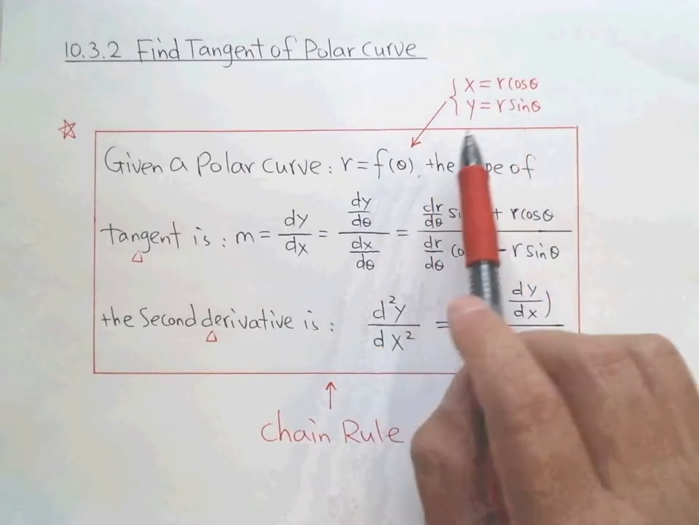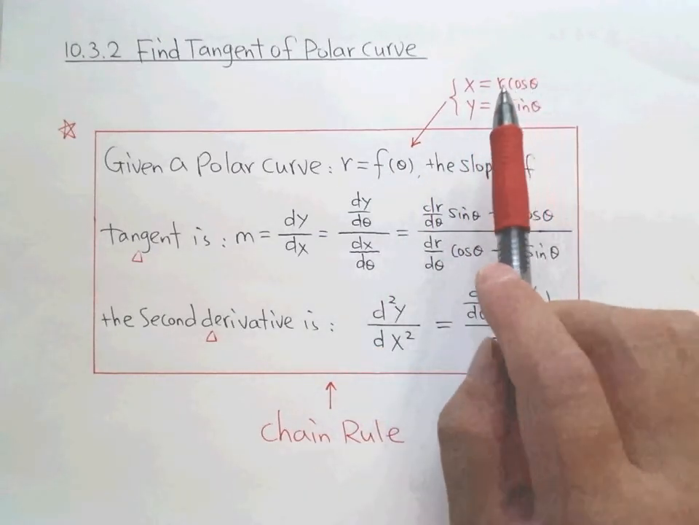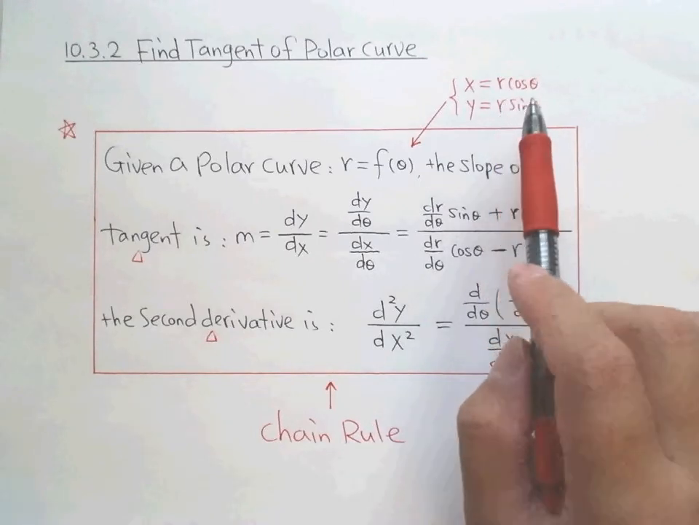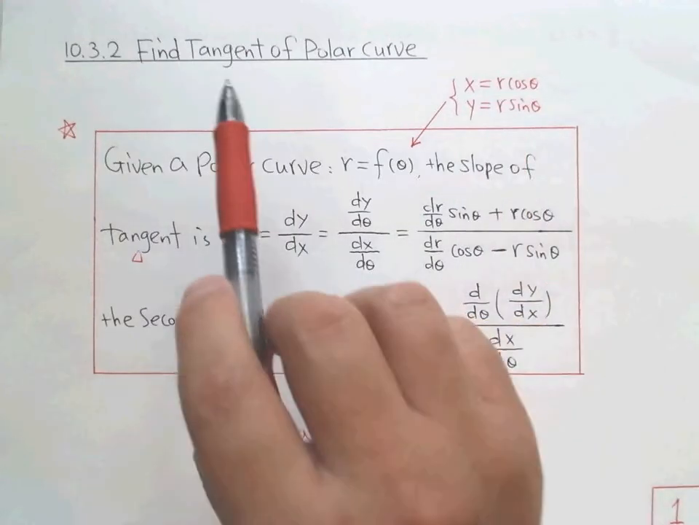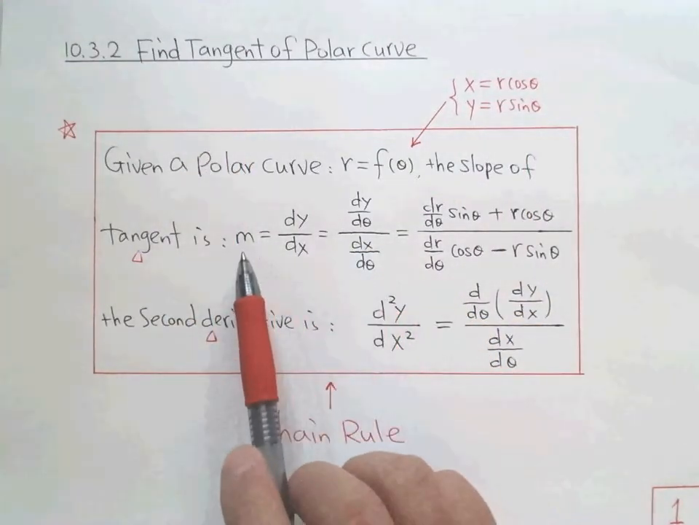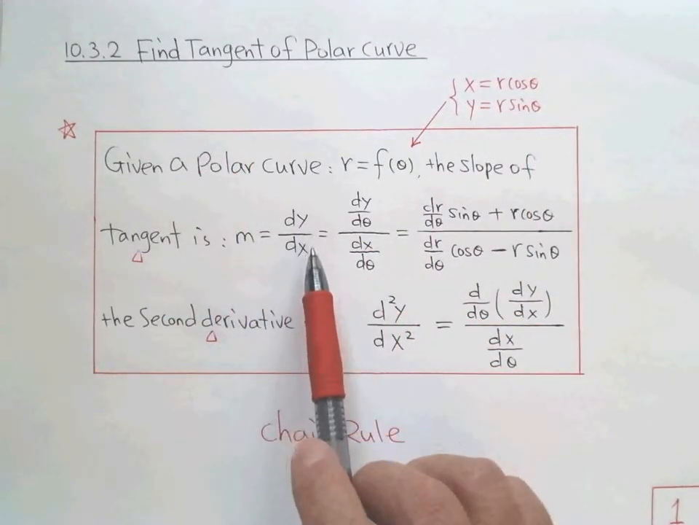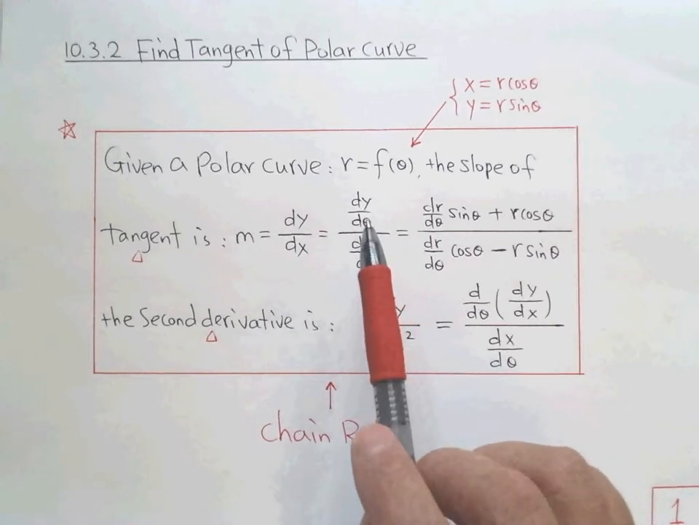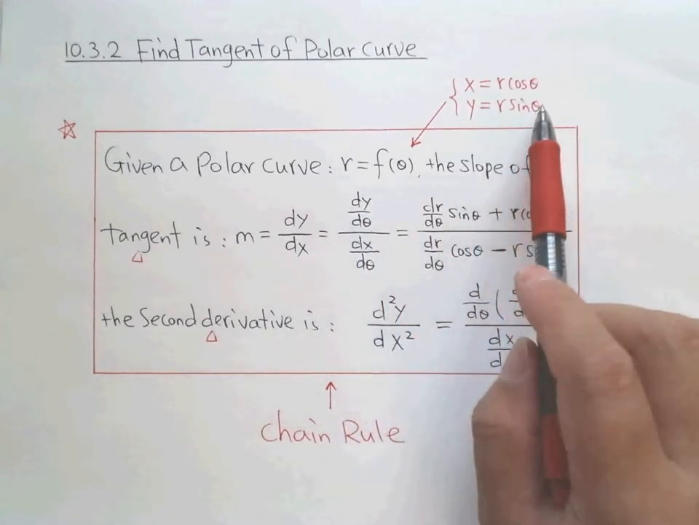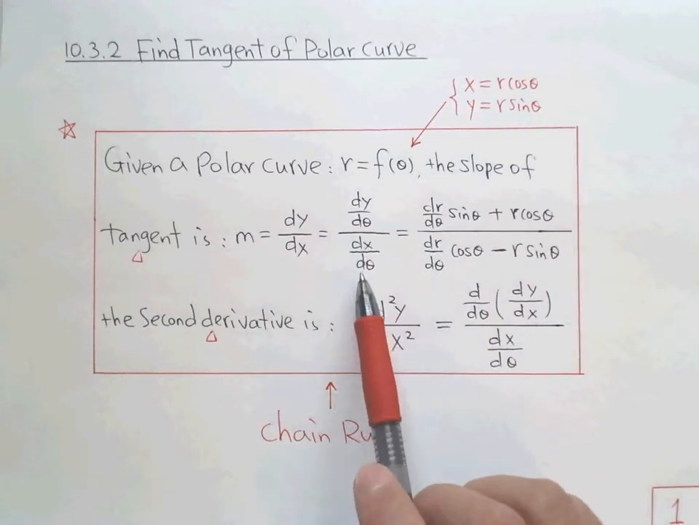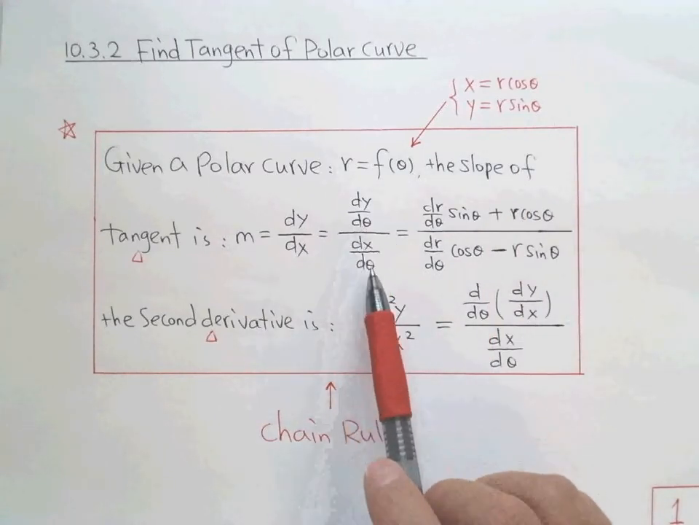Therefore, this is exactly a parametric equation. We just use the results for parametric equations to find the tangent line here. And the slope is dy/dx. So for dy/dx, we use the chain rule. What are we going to do? It is dy over d theta, since our parameter is theta, and then over dx over d theta. If you cancel d theta, that is exactly dy/dx.